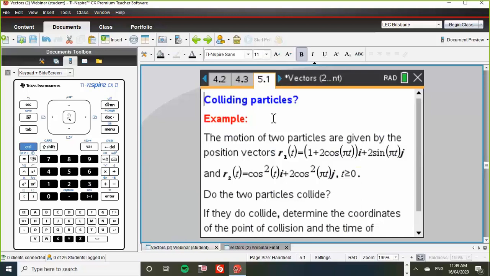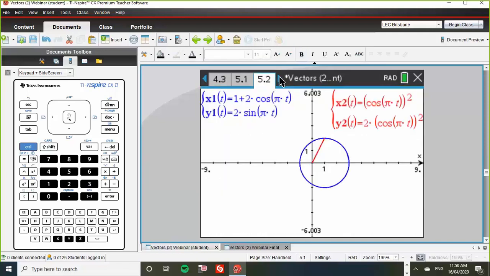Now, I'm not going to do this example formally. I'm going to show you the graphical representation of it. So we go to the next page, and we've got our two sets of parametric equations graphed. So basically here, that's the equation of a circle. So we've got circular motion there, and then we've got motion in a straight line in red.